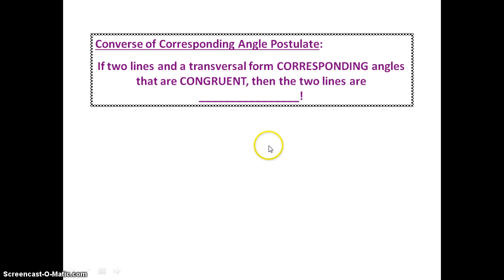So all of the theorems and postulates that I'm going to give you today will be converses. If you look back to last chapter at what a converse was, it's where you switch the hypothesis and the conclusion. So all of these theorems will just be flipping what you've already learned. The converse of the corresponding angle postulate says if two lines and a transversal form corresponding angles that are congruent, then we can say the two lines are parallel.